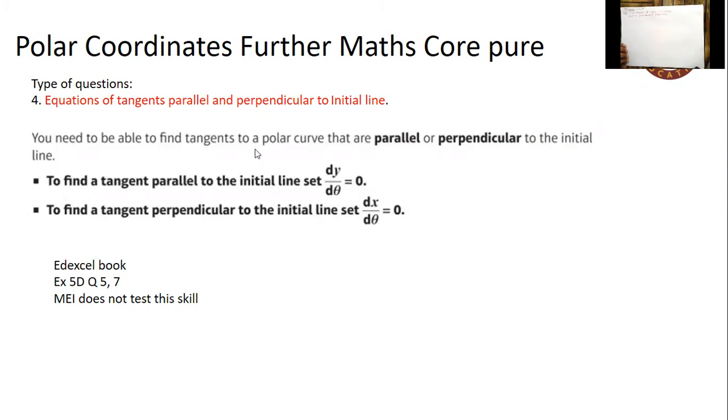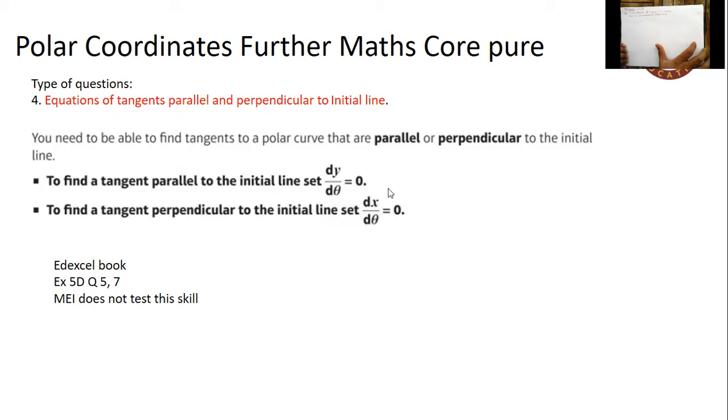Find the tangents to, by the way, this is only in EDEXCEL, it's not in MEI. So you need to find the tangents to polar curves parallel and perpendicular to the initial line. To find a tangent parallel to the initial line, you set dy over d theta equals 0. And to find a tangent perpendicular to the initial line, you set dx over d theta equals 0.